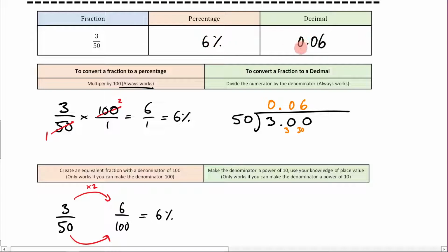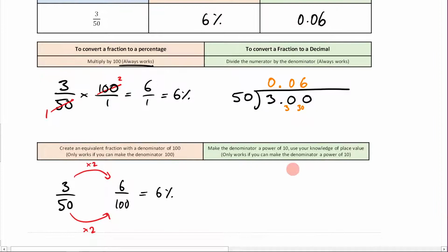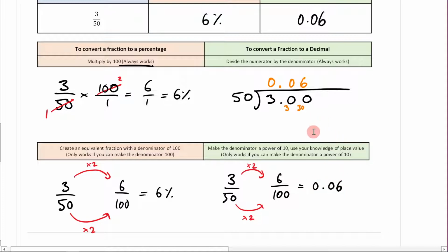And that should make sense from 6%. 6% as a decimal is 0.06. Okay, the other way to do this is to make the denominator a power of 10 using your knowledge of place value. And this only works if you can make the denominator a power of 10. So this actually is going to be the same working out as we see here. So I'm starting with my fraction, and I'm going to try to make the denominator a power of 10. Well, to do that, I would simply multiply the top and bottom by 2, and that's going to leave me with 6 on 100. Now this is 6 hundredths. So it is 0.06. So just like that, we're done. And that's how you do it this way.